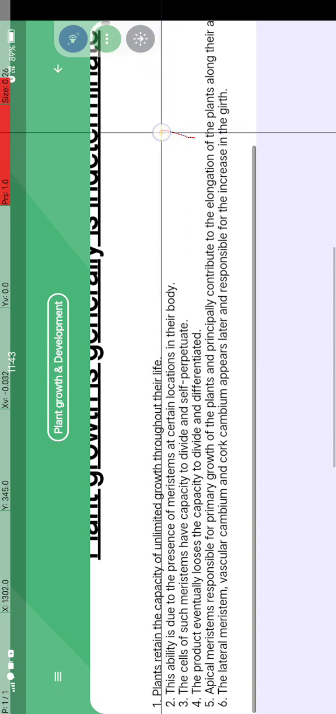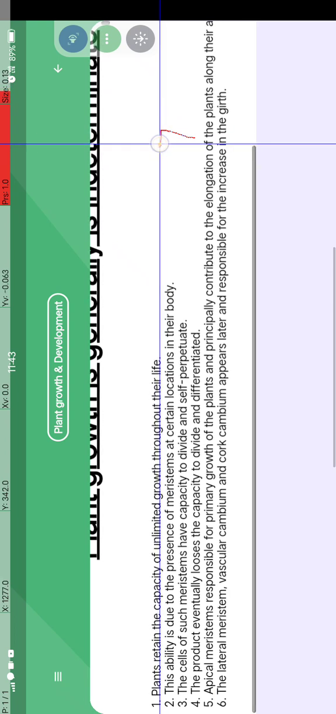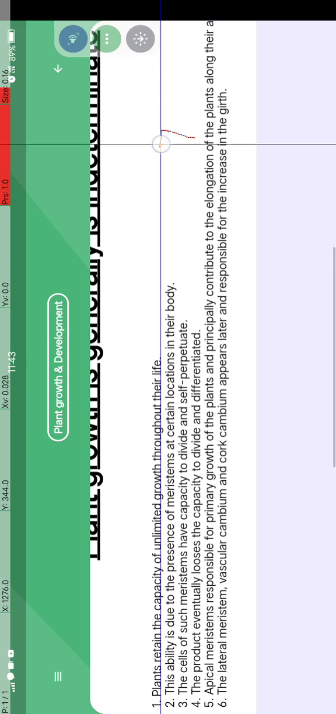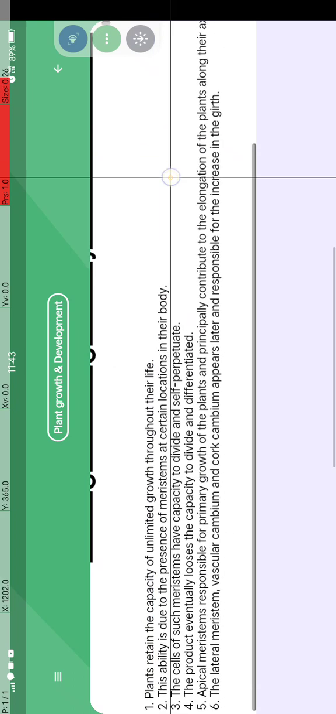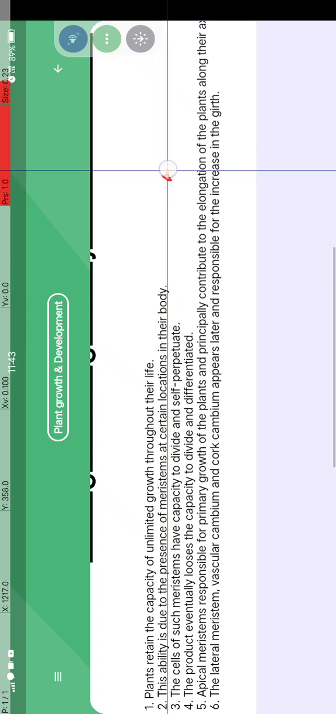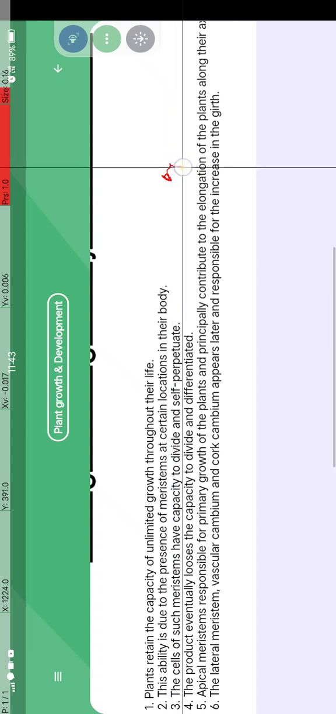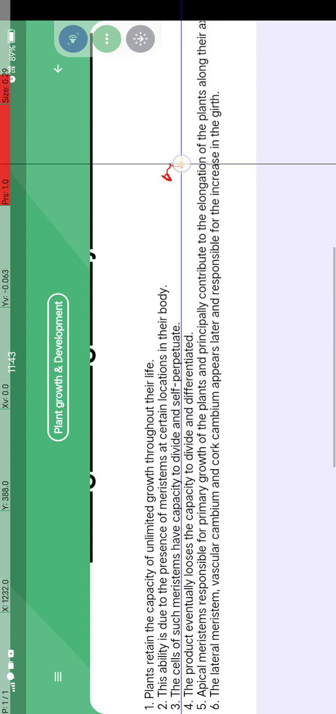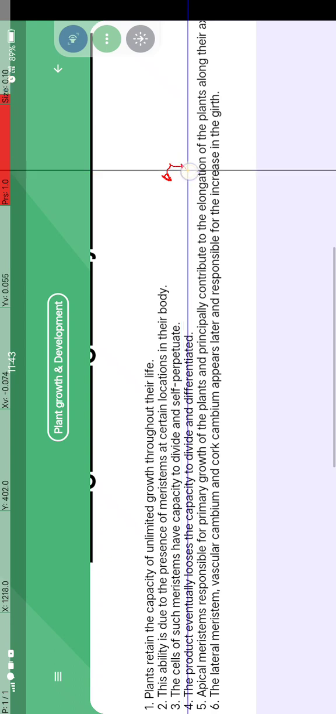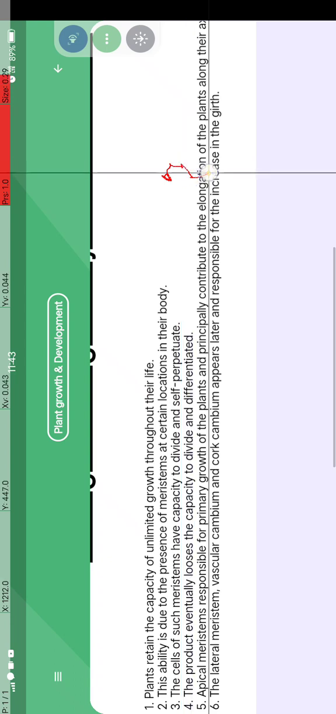इसमें होता क्या है, देखो पहला कह रहा है इसमें plants retain the capacity of unlimited growth throughout their life, but the ability is due to the presence of meristems at certain locations in their body. The cells of such meristems have the capacity to divide and self-perpetuate, and the product eventually loses the capacity to divide and differentiates.